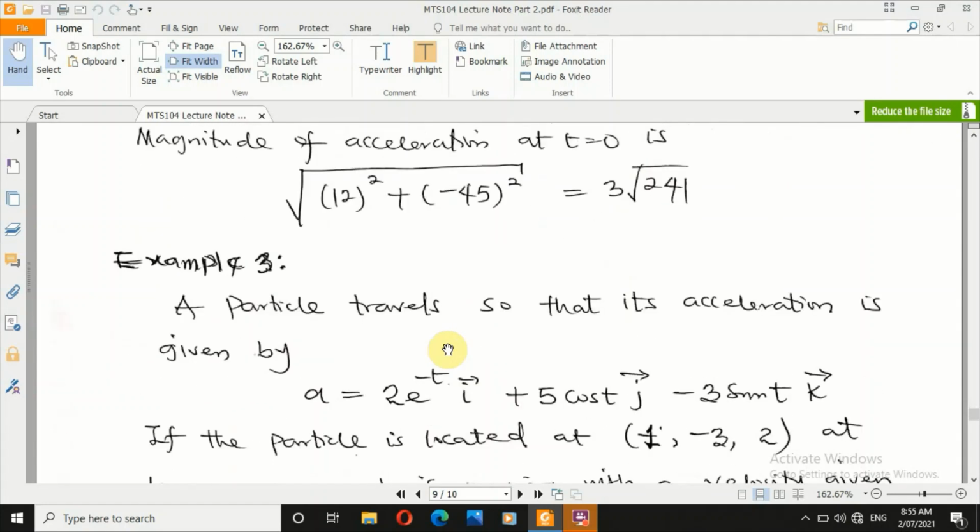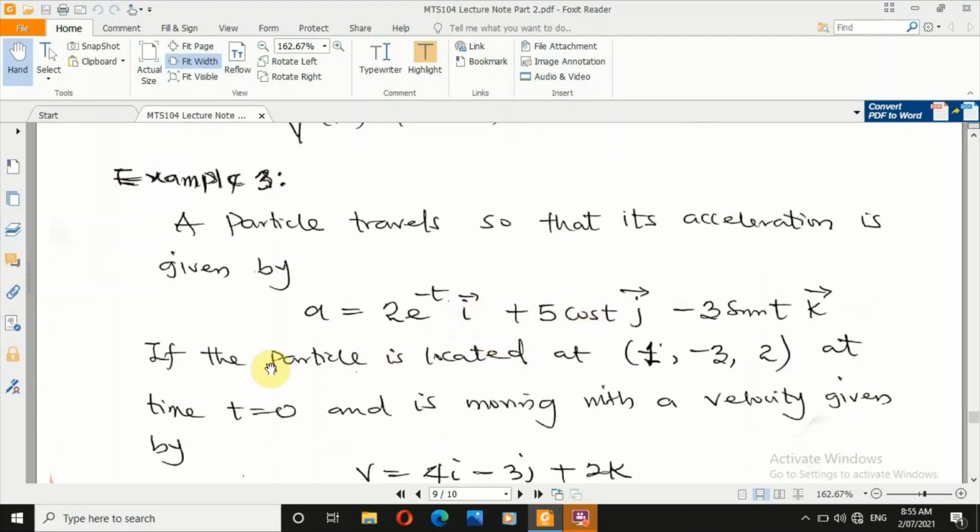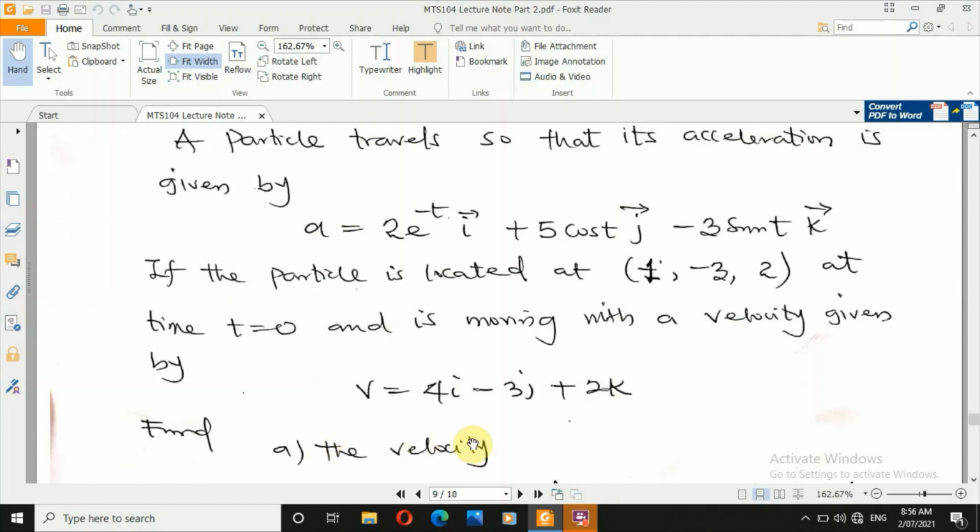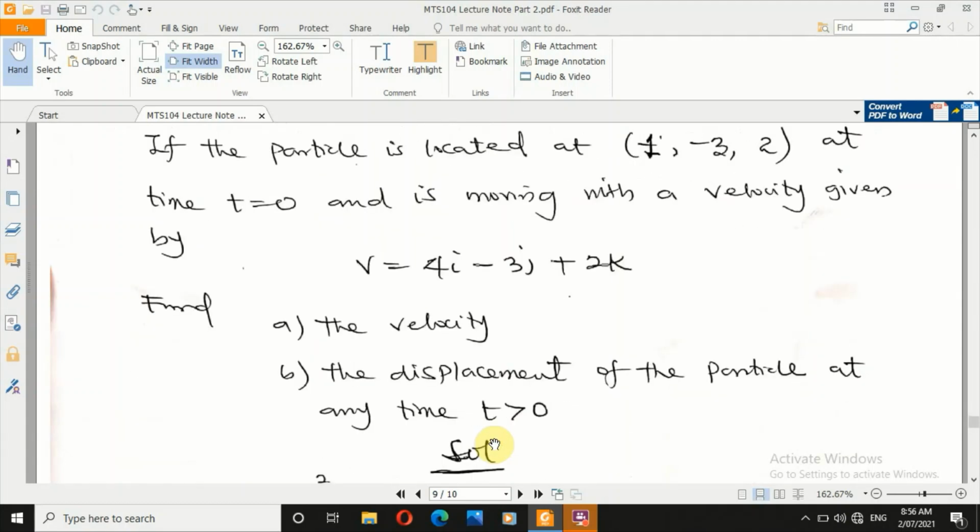So let's go to example 3. A particle travels so that its acceleration is given by this. But the particle is located at this point at the initial time and is moving with a constant velocity given by this. We're asked to find the velocity and the position of the particle.